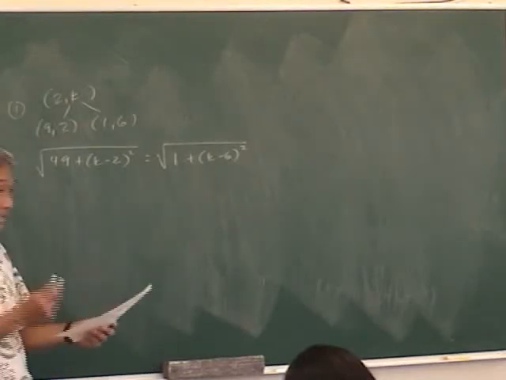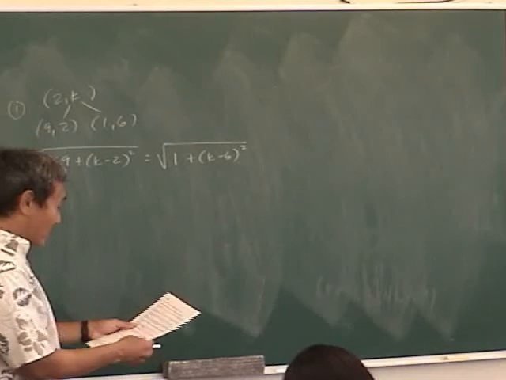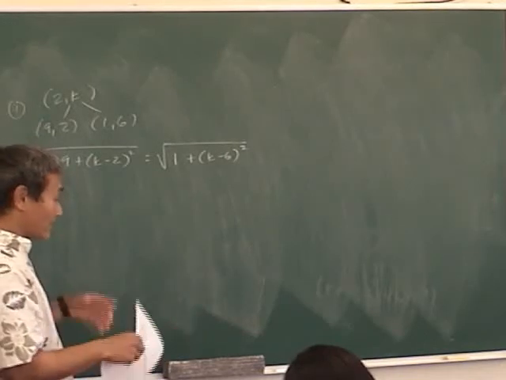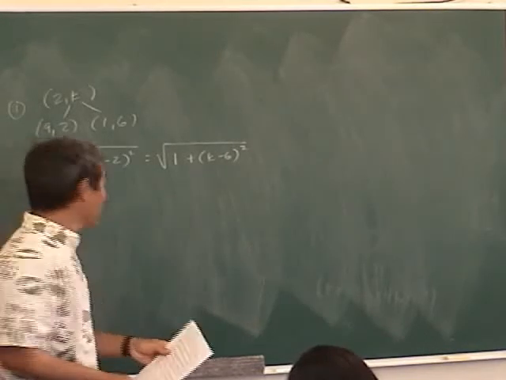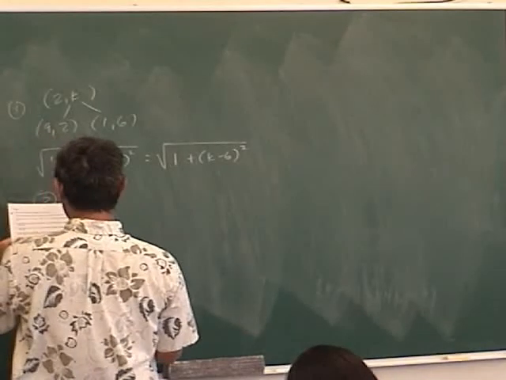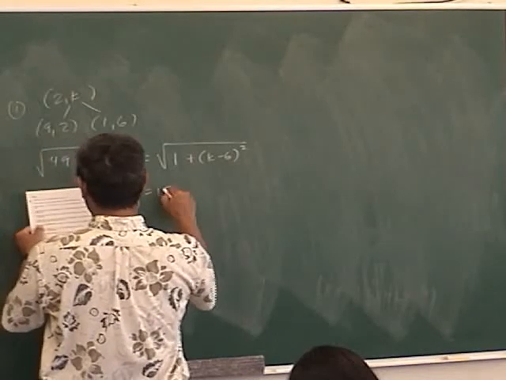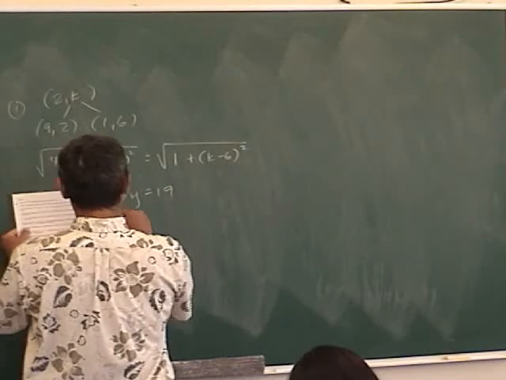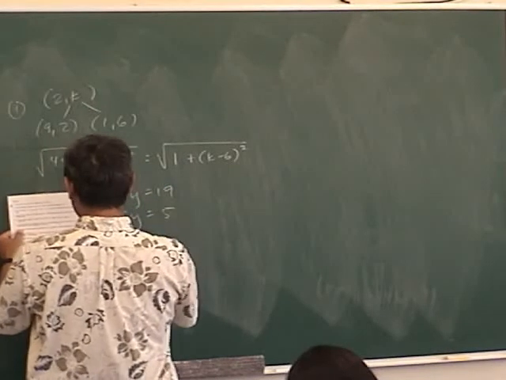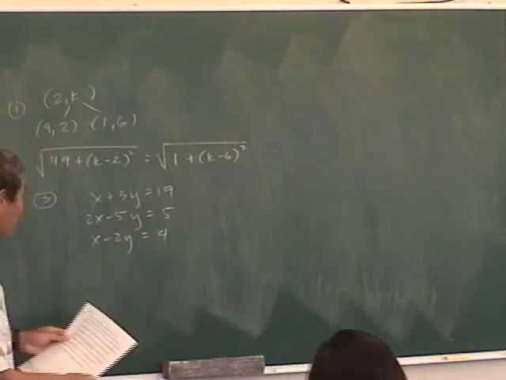Number 3, equidistant means the distances are equal. Anyway, last night's homework, all you have is the distance formula, the slope formula, pretty much that's it, and you can do all the problems. Okay, number 3. Show that, are you serious? x plus 3y equals 19, 2x minus 5y equals 5, and x minus 2y are concurrent. That's going to be a very important term in tonight's homework.